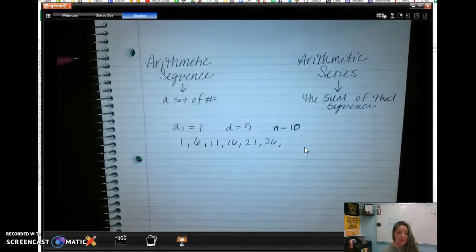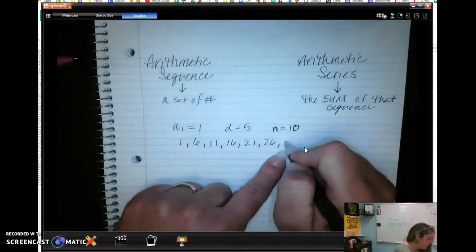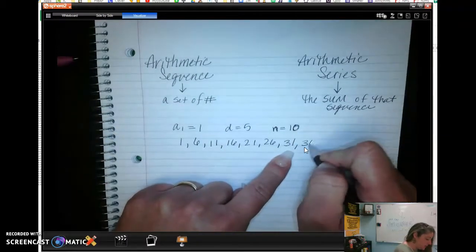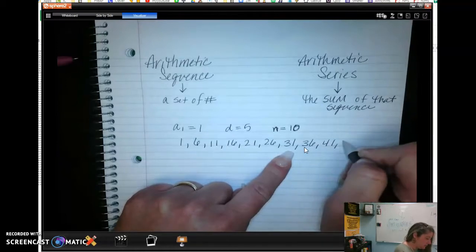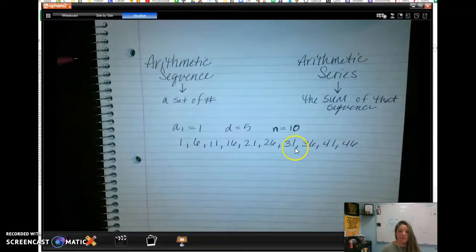So let's see. Let me count. Let's see where I'm at, right? So 1, 2, 3, 4, 5, 6, 7, 8, 9, 10, right? Okay, yes. So there we go. So here's my sequence, right? A sub 1 is 1. My first term is 1. The difference is 5. I'm adding 5 every time, and there are 10 terms. So A sub 10 is down here.